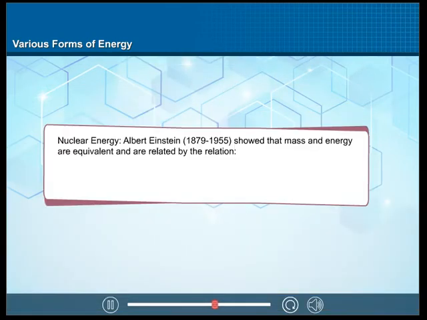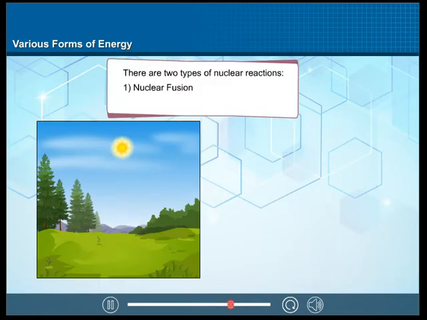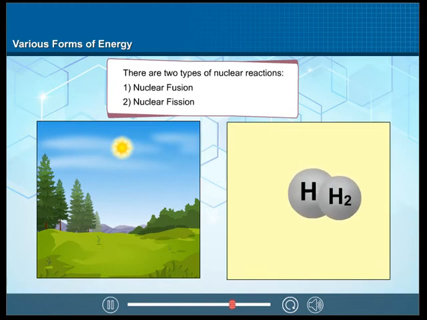Nuclear energy. Albert Einstein, 1879 to 1955. Albert Einstein showed that mass and energy are equivalent and are related by the relation E = mc², where c is the speed of light in vacuum. There are two types of nuclear reactions. They are nuclear fusion and nuclear fission reactions.